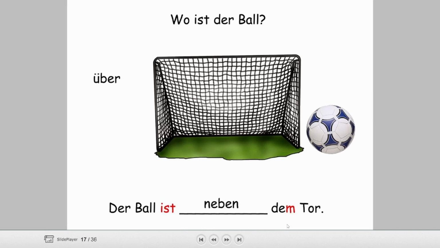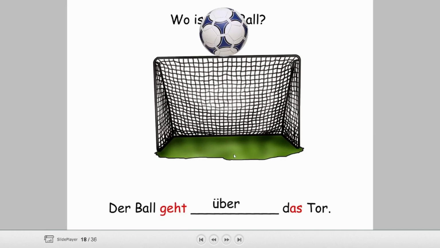Here the case changes. So it is dative case here. It's not going, it is just lying down there. So where is the ball now? Again the ball geht über das Tor. So it's going on top of the door. Going, wohin. There is an action, a movement, so you will use accusative.